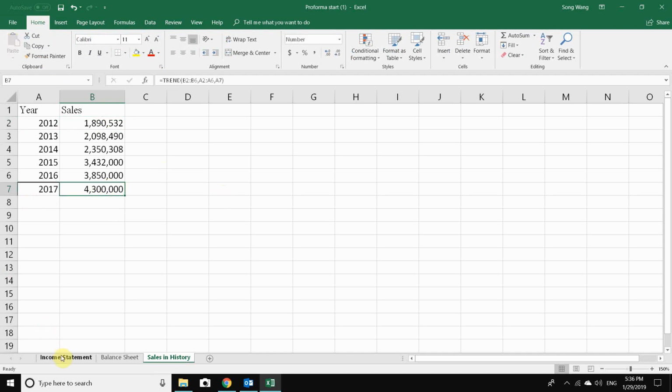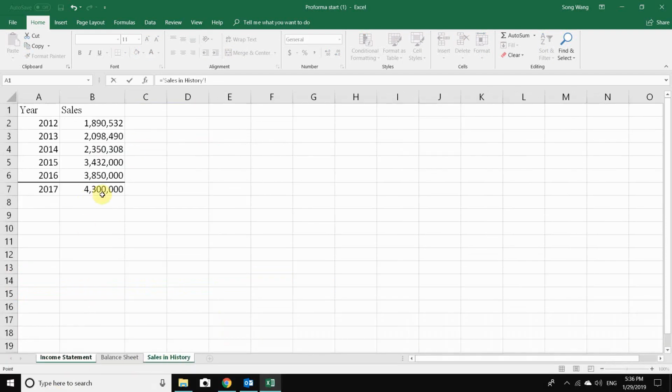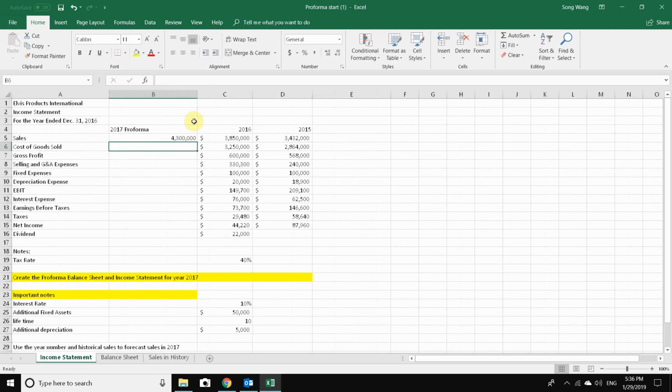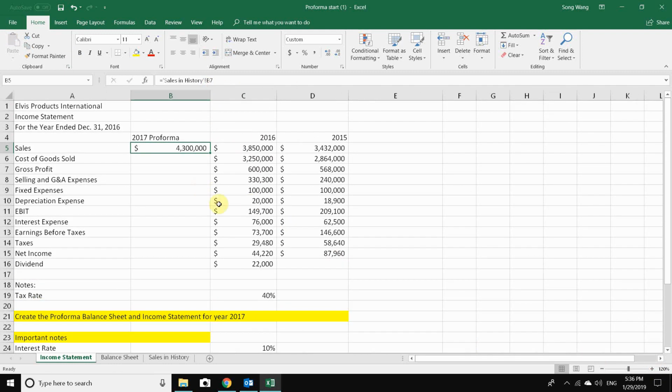That's the forecasted. And then I went back to my income statement and linked this sale in 2017 to the forecasted sales here. Okay, so I got a $4.3 million, and then I changed the format a little bit. Okay, so for the majority of this, I have covered in class, but I don't mind doing it again.